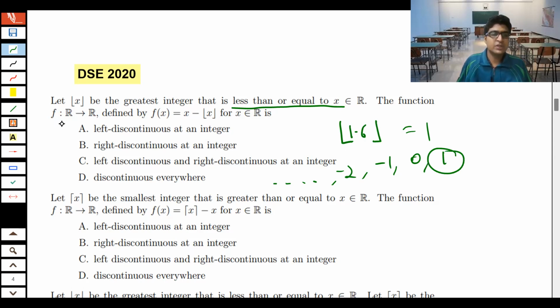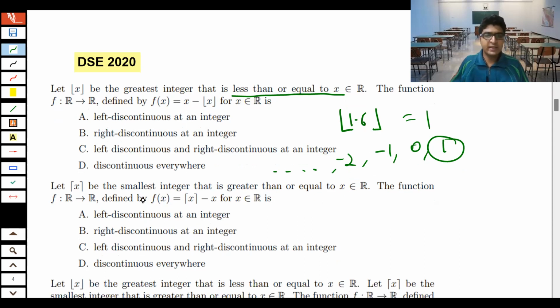Okay, the function f, where the domain is R and the codomain is also R, defined by f(x) equal to x minus the greatest integer less than or equal to x. Is it left continuous or right continuous, or left discontinuous and right discontinuous, or discontinuous everywhere? We have to check that. And similarly, in the next question we have the smallest integer that is greater than or equal to x, and again you have to check left and right discontinuity. Okay, so let's begin with this.